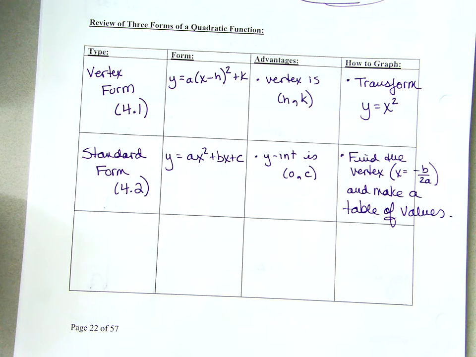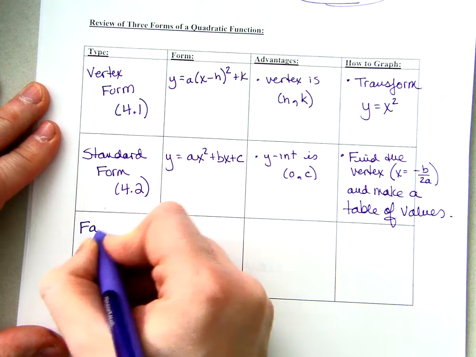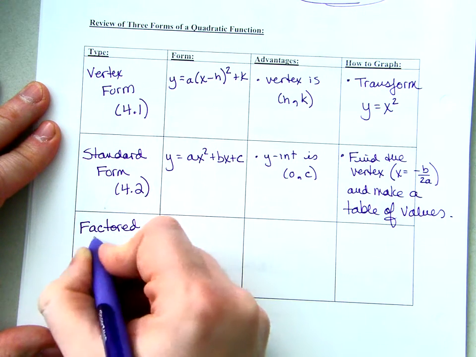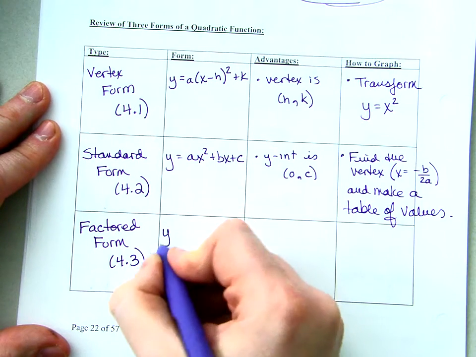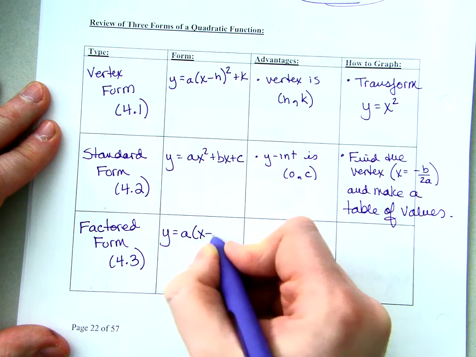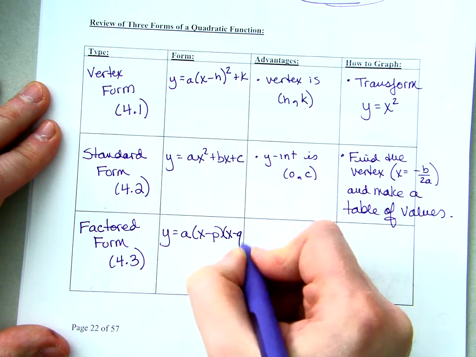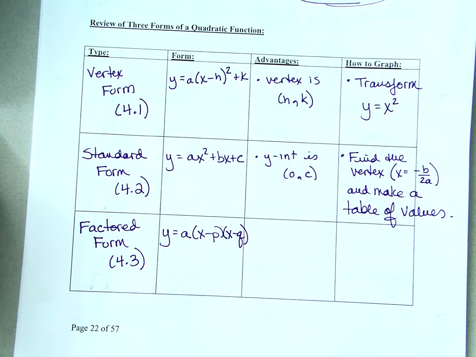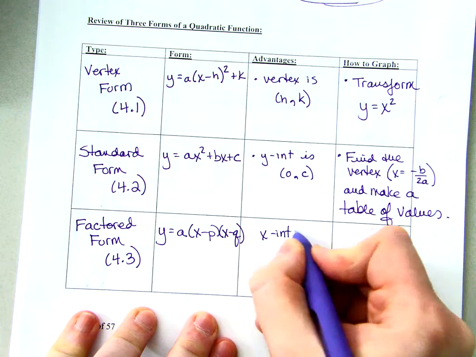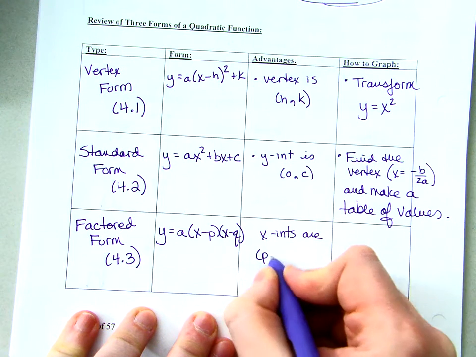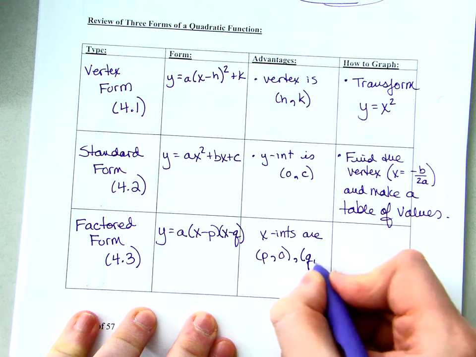Finally, we have what we just spent yesterday and today on. Factored form, which is what we took a look at in section 4.3. Y equals a times x minus p times x minus q. Really just y equals a times some factors is our factored form. What's easy? Lionel? X-intercepts, what are they? Perfect. Just set your factors equal to 0, p comma 0, and q comma 0.